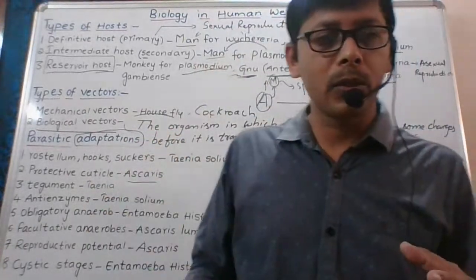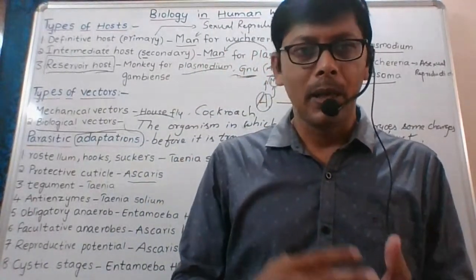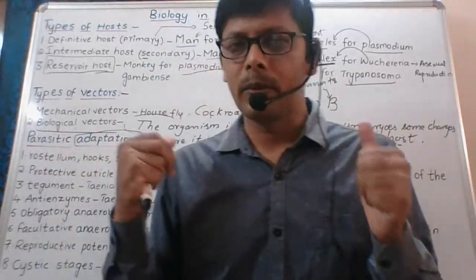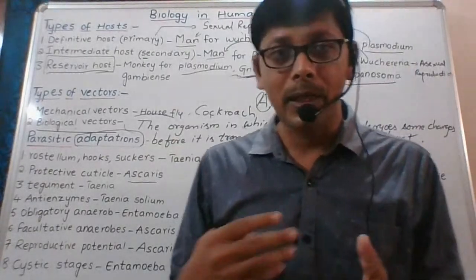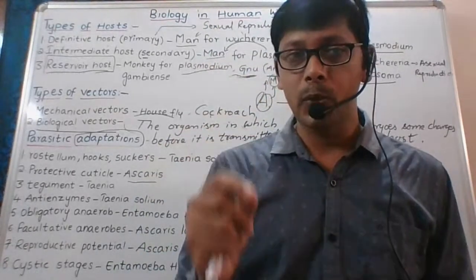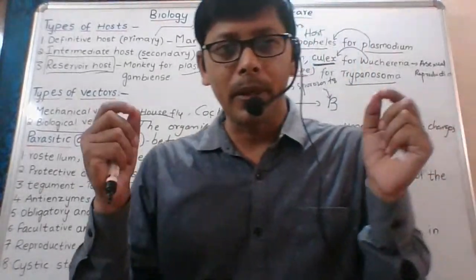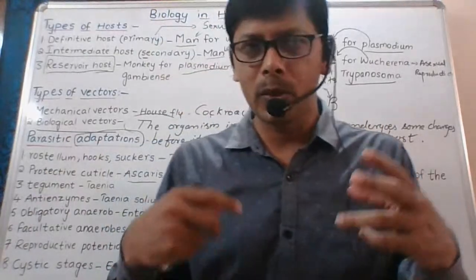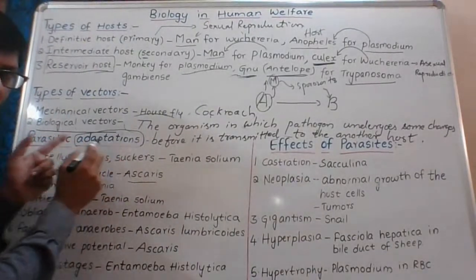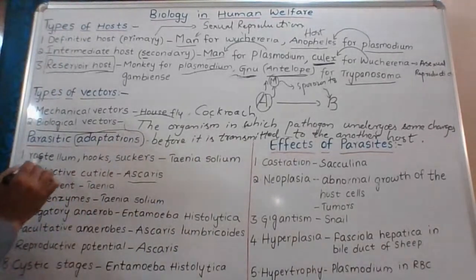What are the adaptations shown by the parasites? What are the adaptations evolved by the parasites in order to successfully live in the host? That we are going to learn here. What are the parasitic adaptations? Why do parasites show adaptation? In order to live successfully in the body of the host and to get all the requirements. To survive in our body, it has to show some adaptations. These adaptations are shown by parasites, hence parasitic adaptations.